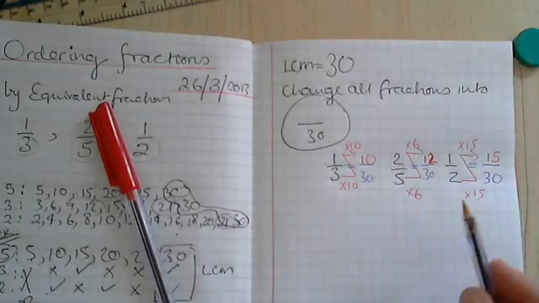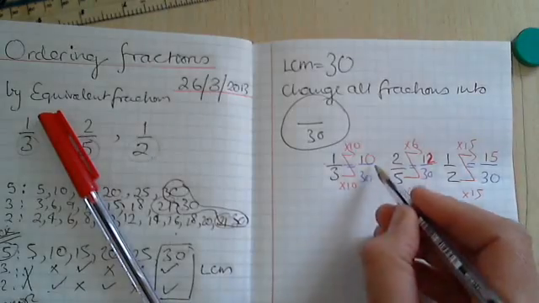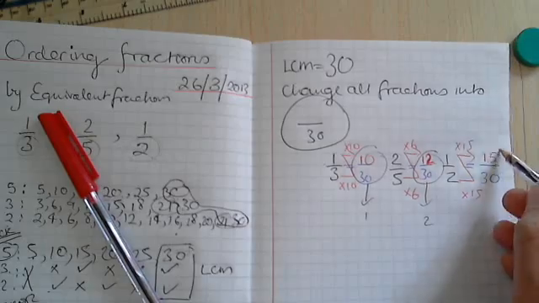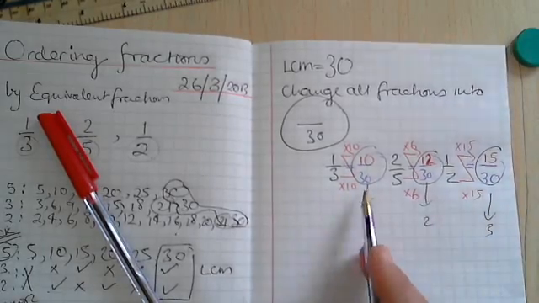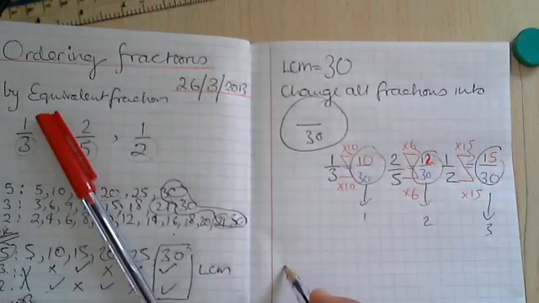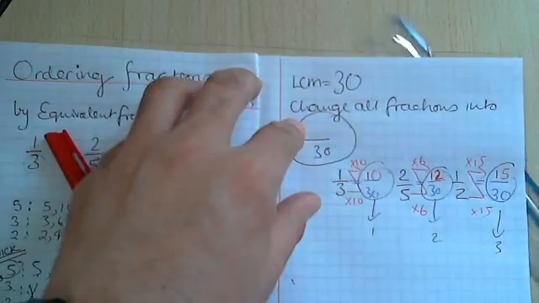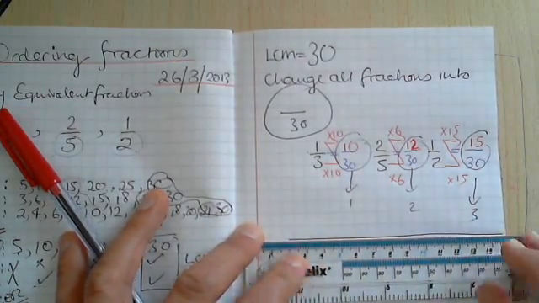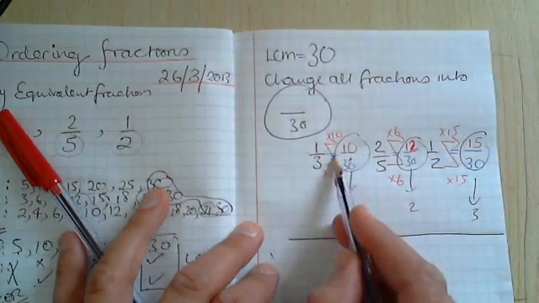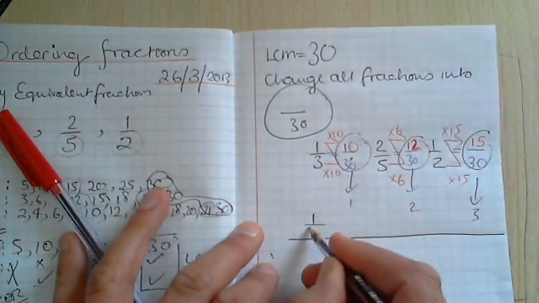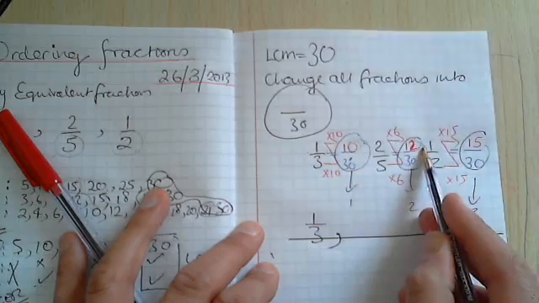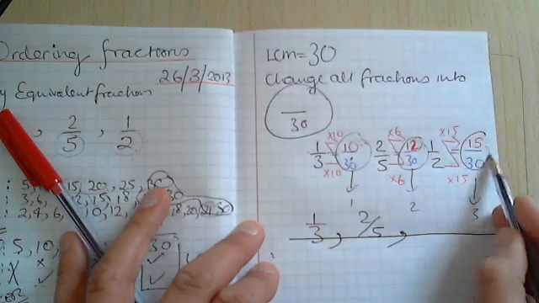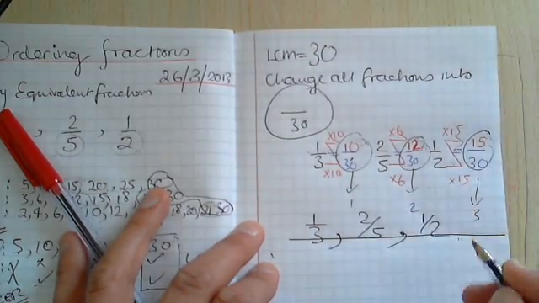We can now compare and we can see which one's small, which one's big. Well, 10 over 30 is the smallest, then 12, and then 15. So at the moment, the numbers are already in order. But when you write the answers, we must always write the answers using the original fractions. So the original fraction that 10/30 would represent is 1/3. And the one that 12/30 represents is 2/5. And the one that 15 over 30 represents is a half.